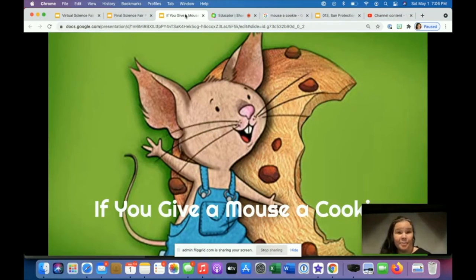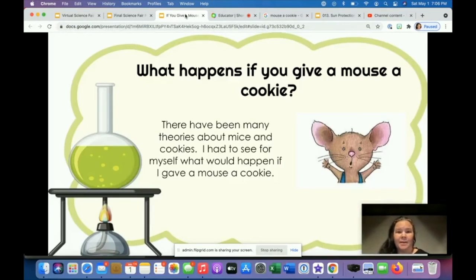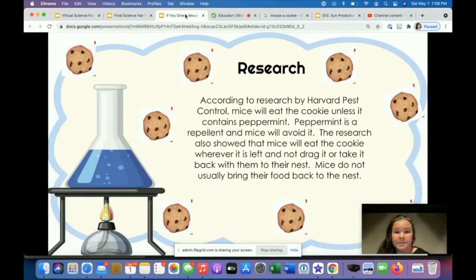For my science fair project, I had a topic that was very exciting to me. If you give a mouse a cookie. What happens if you give a mouse a cookie? There's been a lot of theories about mice and cookies, but I chose this question because I wanted to see for myself what would happen if I did give a mouse a cookie.